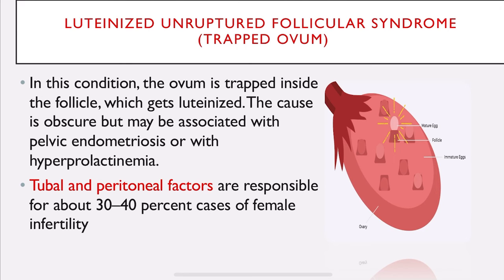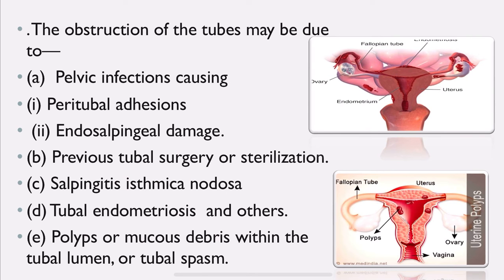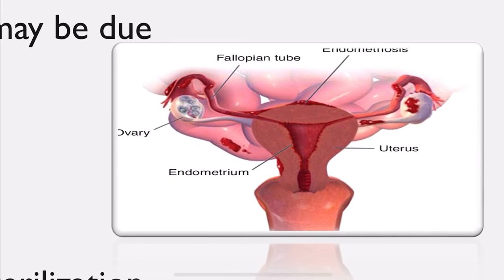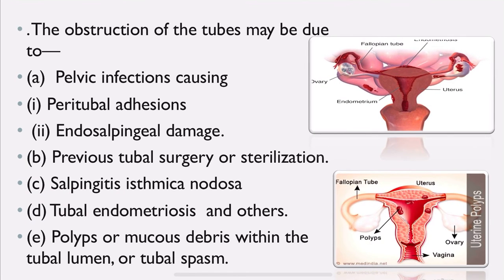Now you see the tubal and peritoneal factors, they are about 30 to 40% of cases of female infertility. The obstruction of the tube may be due to pelvic infections causing peritubal adhesions. Guys, you see here the pelvic infections, these are causing the peritubal adhesions.